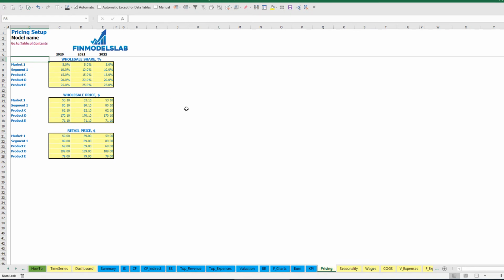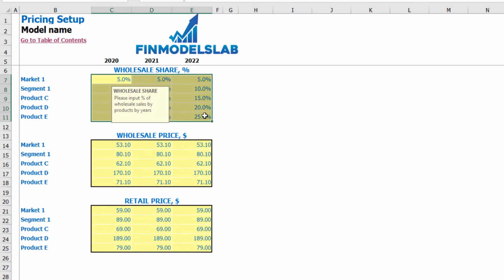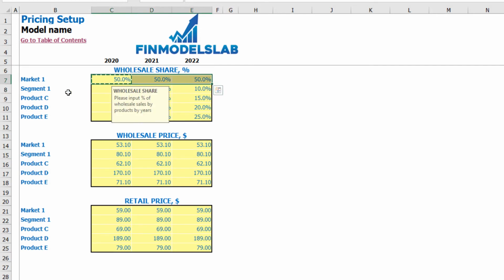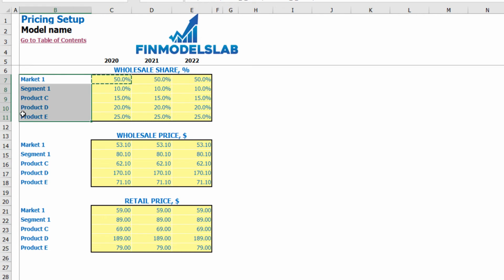Separately, you can set up the wholesale share and retail share. Retail share will be 100% minus your wholesale share. This means that if you want 50% of wholesale and 50% of retail, just input for wholesale 50%. This is also changeable by years and by markets or products.